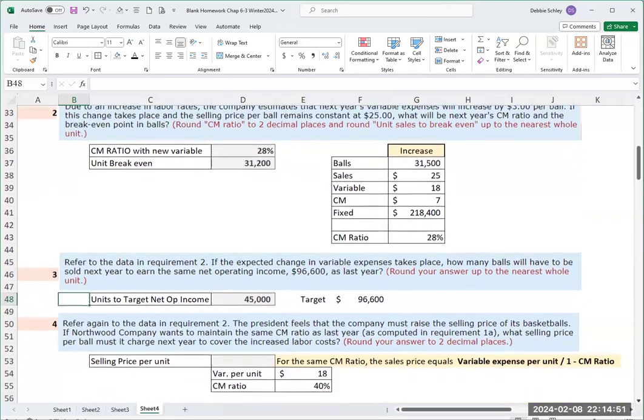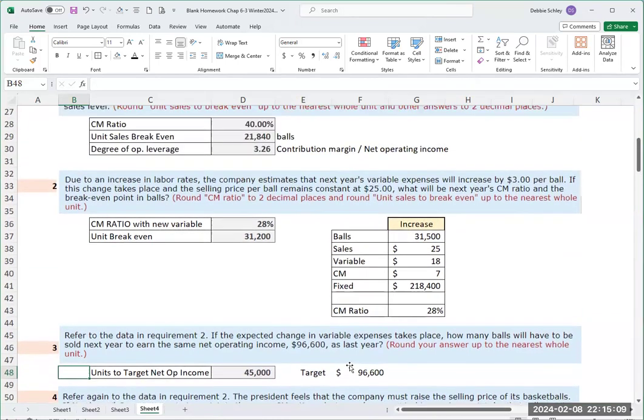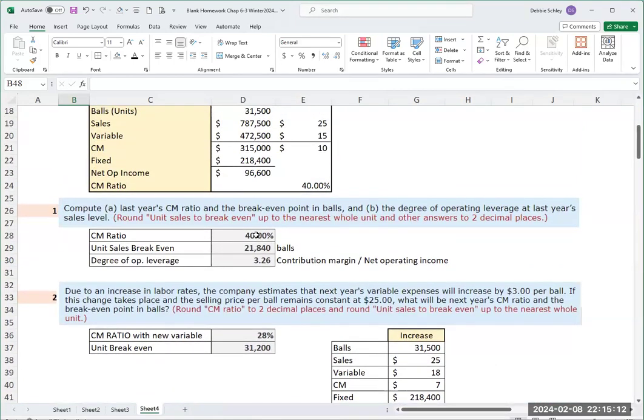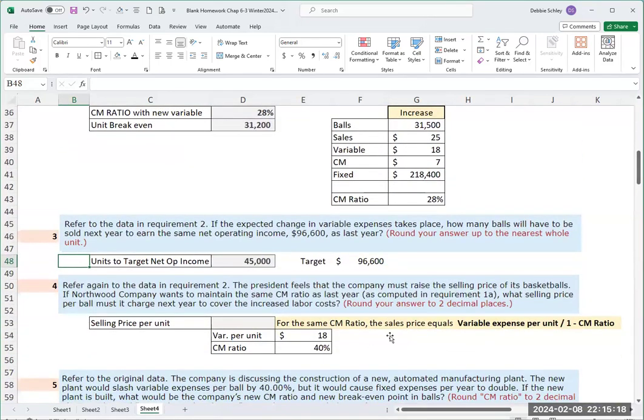So required 4. Refer again to the data in requirement 2. The president feels that the company must raise the selling price of its basketballs. If Northwood Company wants to maintain the same contribution ratio as last year, which, if you'll recall from the very beginning, was 40% in required 1. So that's the target I'm looking for right there, 40%. What selling price per ball must it charge next year to cover the increased labor costs?